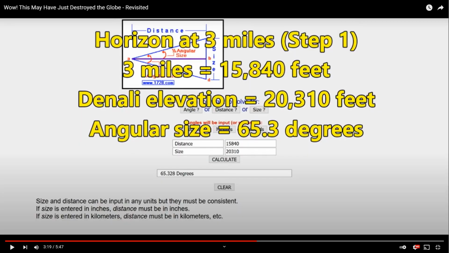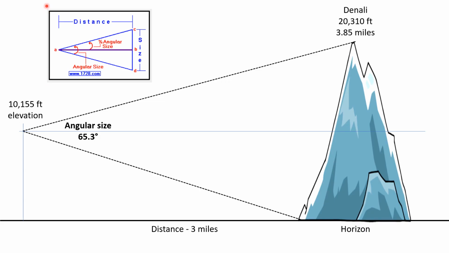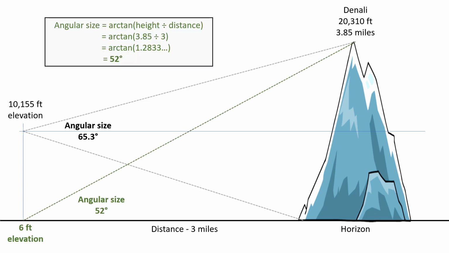Now he uses the angular size calculator to get 65.3 degrees. And he uses the mountain's actual size and distance for this calculation. Now up here you can see that there is a problem with this calculation because this calculator assumes that the observer's line of sight is centered in the middle of the object. And since the observer height was actually 6 feet in elevation, this would have been a more accurate calculation, which is just over 13 degrees smaller.